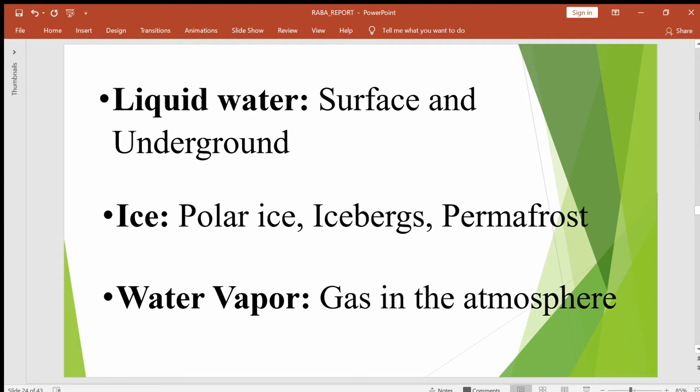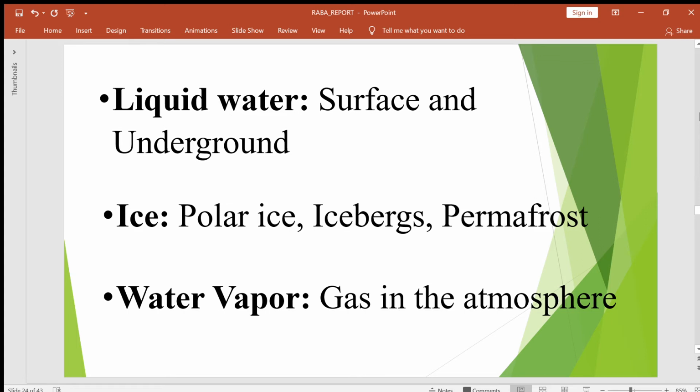Water vapor is most visible as clouds and fog. Liquid water: surface and underground. Ice: polar ice, icebergs, and permafrost. Water vapor: gas in the atmosphere, just like clouds and fogs.